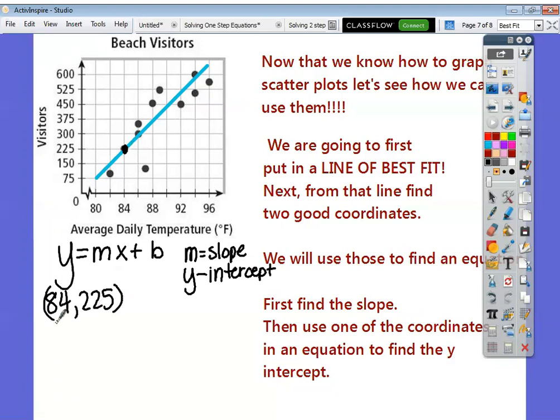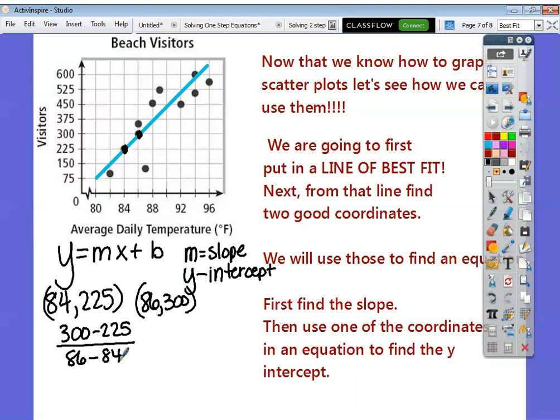84, 225. Okay, this is actually another really good dot, and that dot is found at 86 and 300. So remember, if you're given two coordinates, how you find the slope: you subtract the y values from each other over the x values.